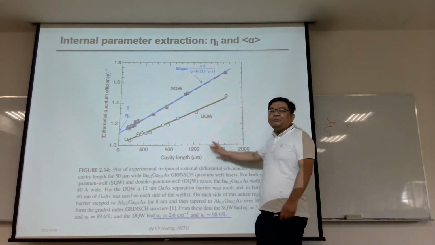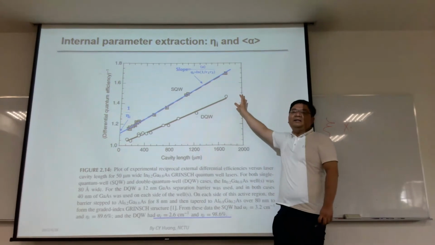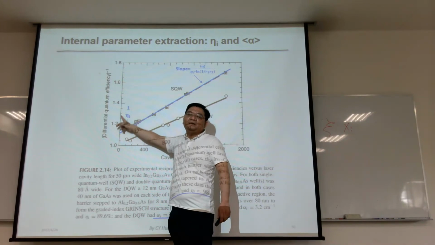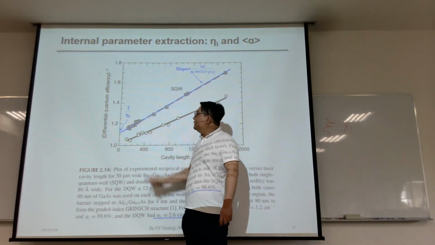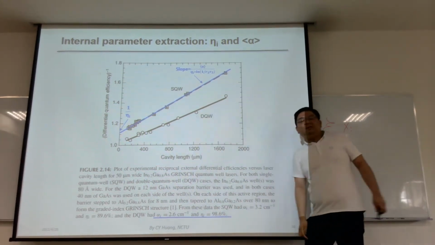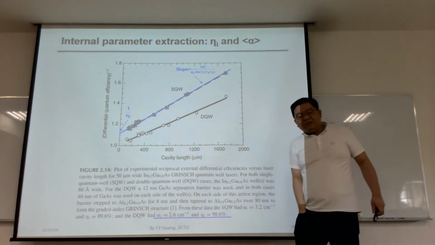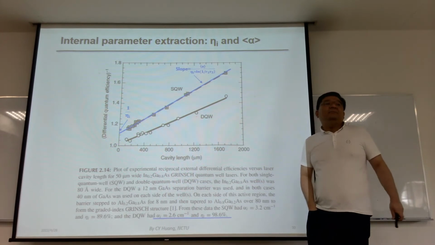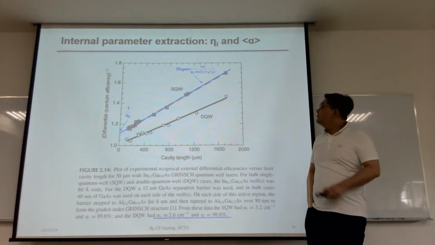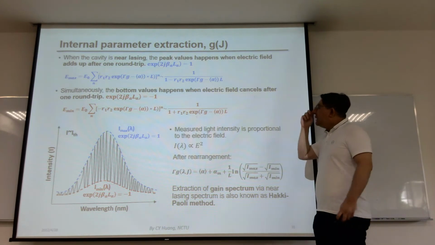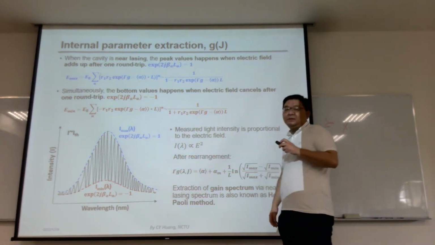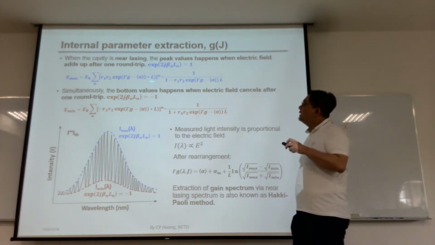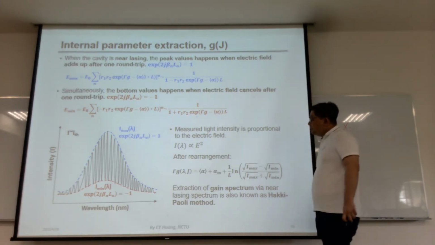But the whole procedure doesn't sound that elegant, because sometimes you will get a figure which doesn't look reasonable. So this experiment is really limited by your processing capability and the sample. The other way to evaluate the internal parameters is called the Hakki-Paoli method. Hakki-Paoli method, what does that mean?